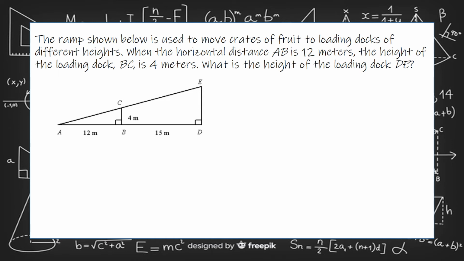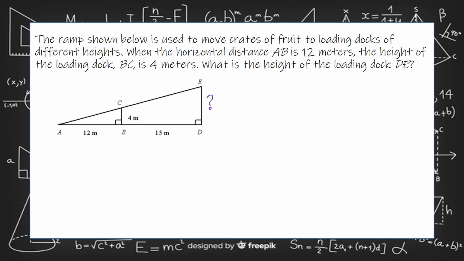The ramp shown below is used to move crates of fruit to the loading docks of different heights. When the horizontal distance AB is 12 meters, the height of the loading dock is 4 meters. What is the height of the loading dock at DE?